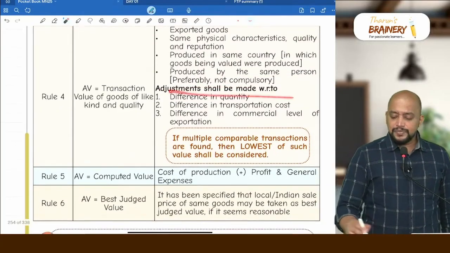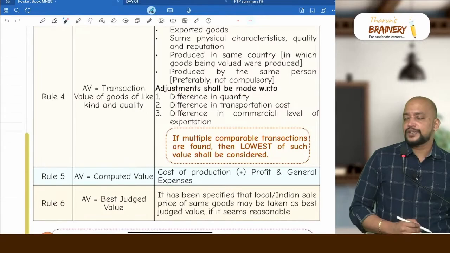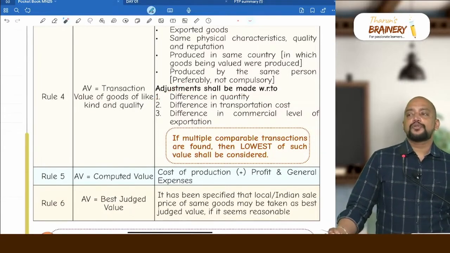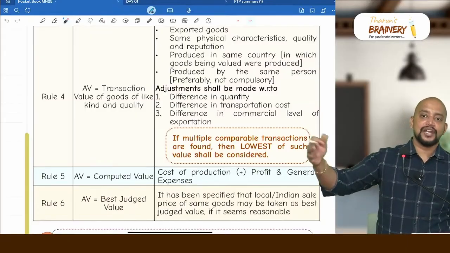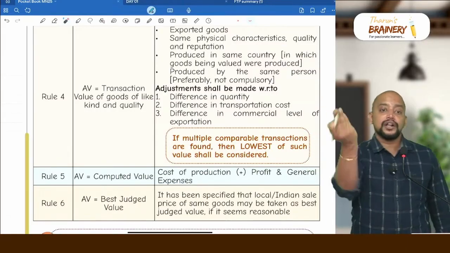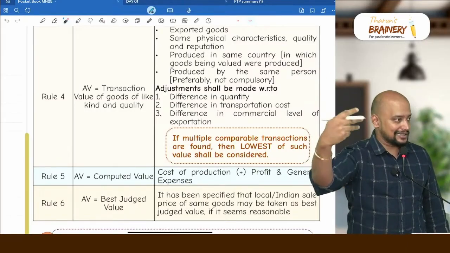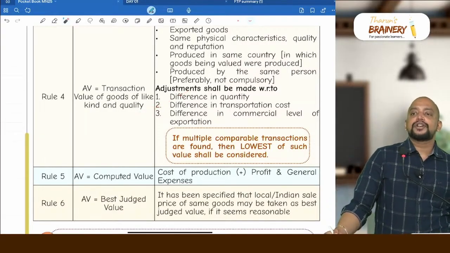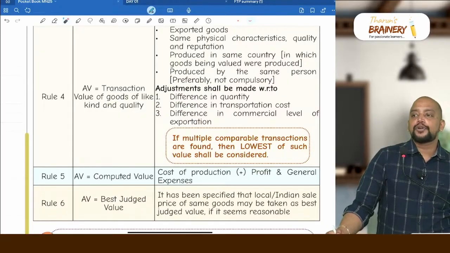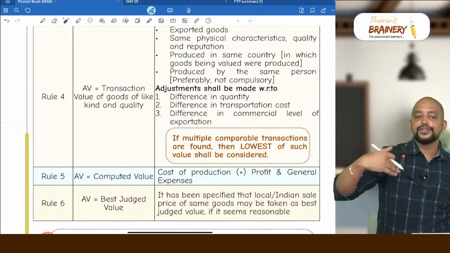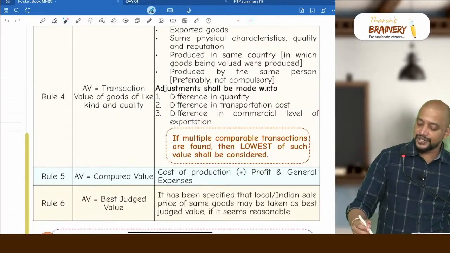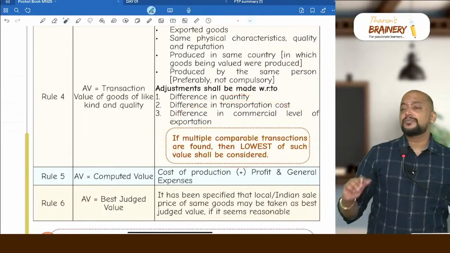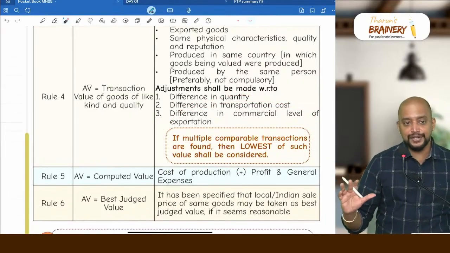Next, adjustments shall be made with respect to what? Three adjustments are to be made. First, difference in quantity. For example, I am exporting, say, 100 units and the comparable is exporting 80. Now what if you export 100? That kind of comparison. Second, difference in transportation cost. Say I am exporting from Mumbai port and you are exporting from Kochi port; then from Mumbai to Kochi there will be some freight difference that needs to be adjusted. Third, difference in commercial level of exportation. Again here, what if we get more than one price? The lowest of those prices should be taken.